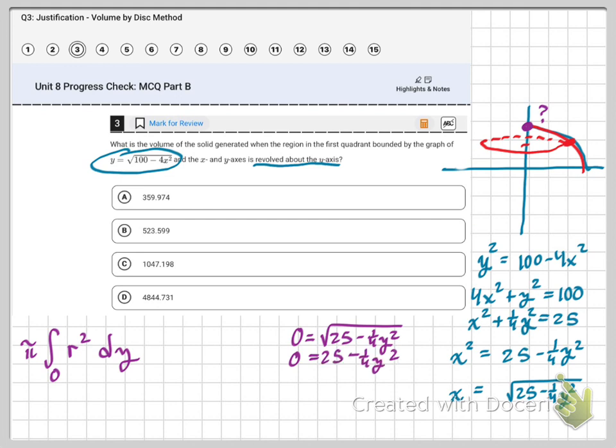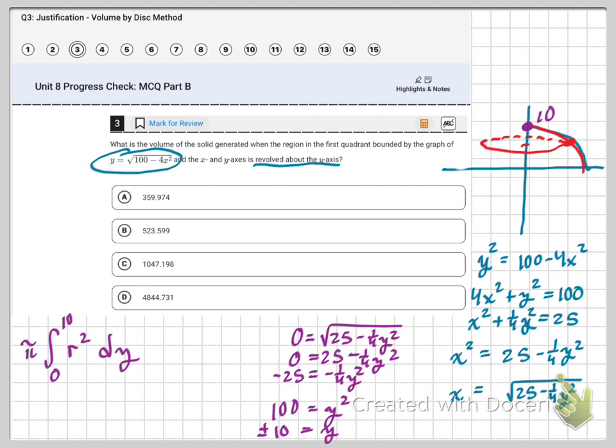So first I square both sides. Now the square root's gone. I subtract 25. Then I multiply both sides by -4. Then I have 100 equals y squared. So y is going to be positive and negative 10. We don't care about the -10, that's down here. We only care about the positive 10 because that is the number that is affecting our first quadrant. So our upper bound is 10.